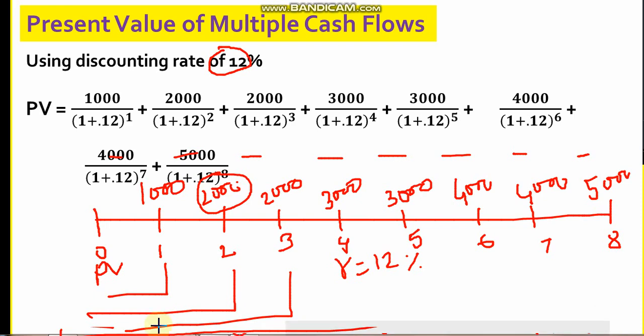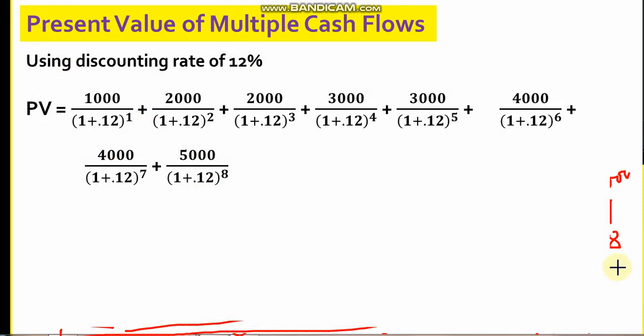Let me first clear this. Okay, so my first cash flow is 1000, my discounting rate is 12%, so 1.12 to the power 1. Why is it to the power 1? Because this 1000 is occurring at the end of year 1, this 2000 is occurring at the end of year 2, this second 2000 is occurring at the end of year 3, and this value is occurring at the end of year 4. So how do I convert 3000? 3000 divided by 1 plus 0.12 to the power 4.